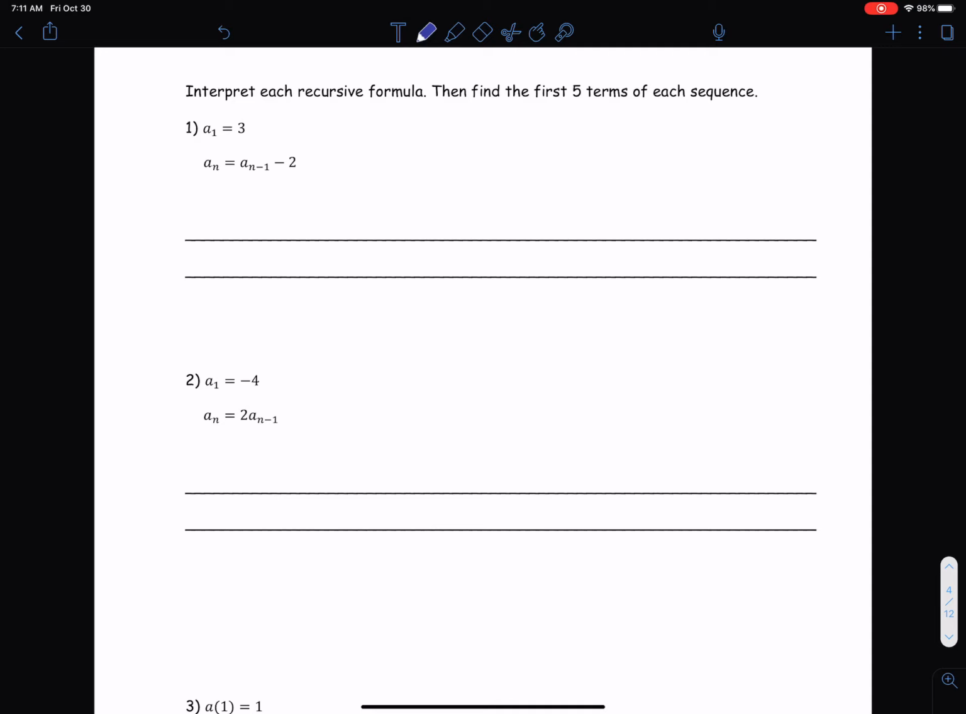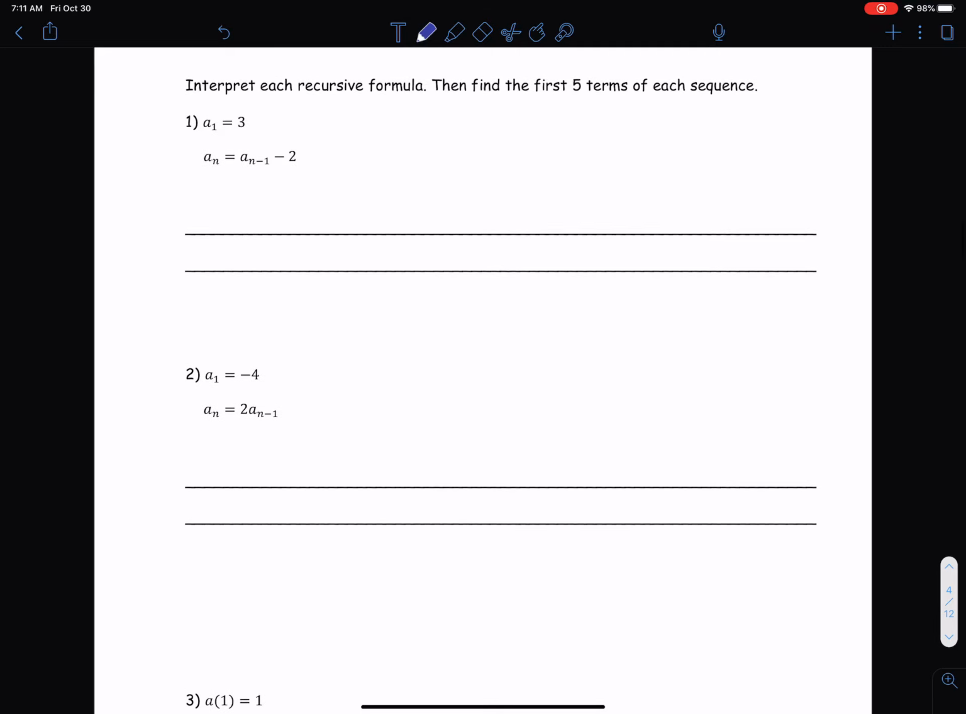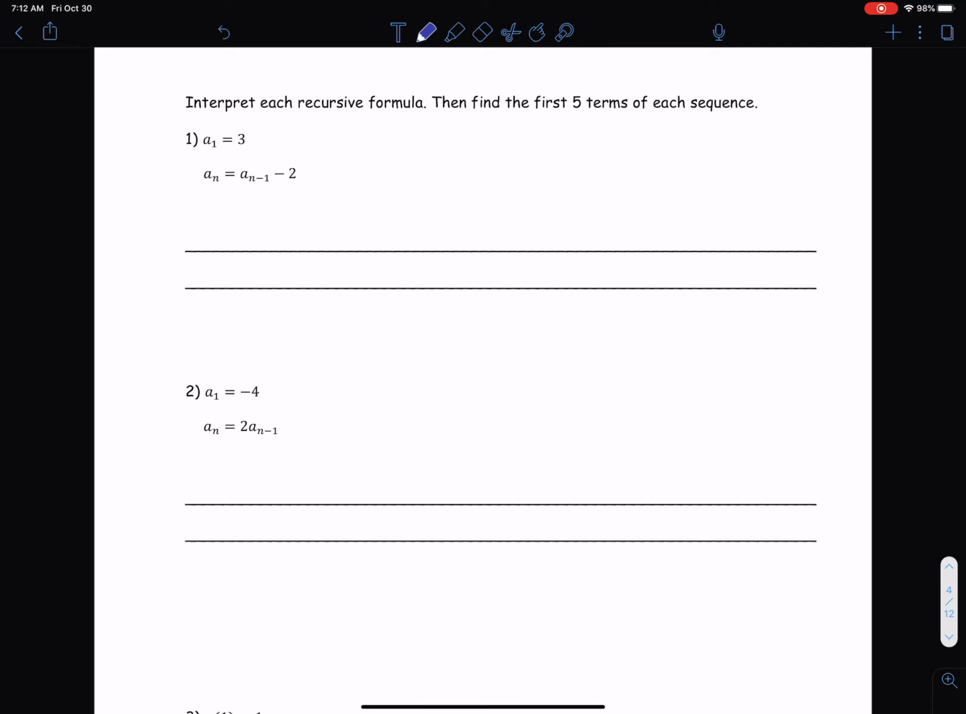So on the next page, we are just going to interpret each of the three recursive formulas and find the first 5 terms in each sequence. So we'll do number 1 together. Actually, wait, no, let's not. Pause the video. I want you to try your best to interpret number 1 and list the first 5 terms, and then play it once you're done.